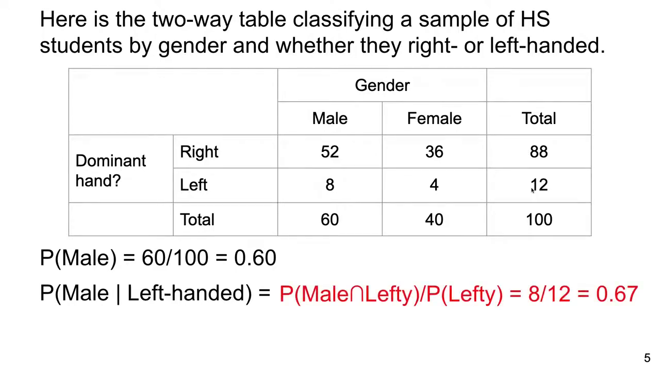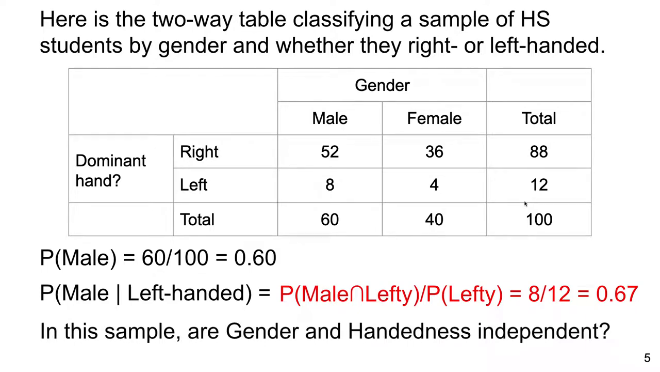8 divided by 12. So I put a little bit more of our symbolic language in here. The 8, that's the probability of being both male and left, divided by the probability of being left-handed.